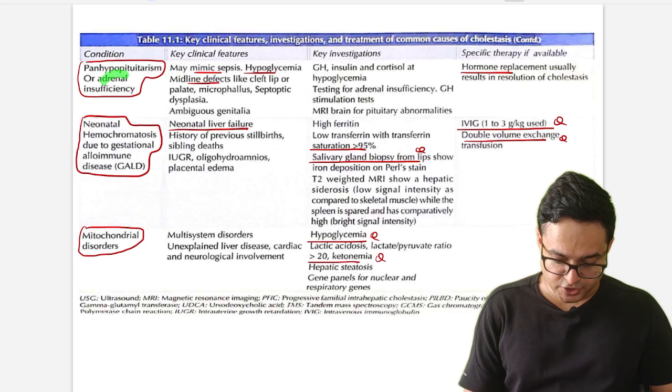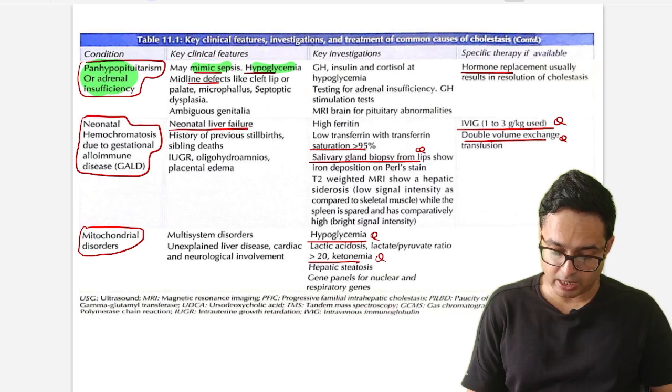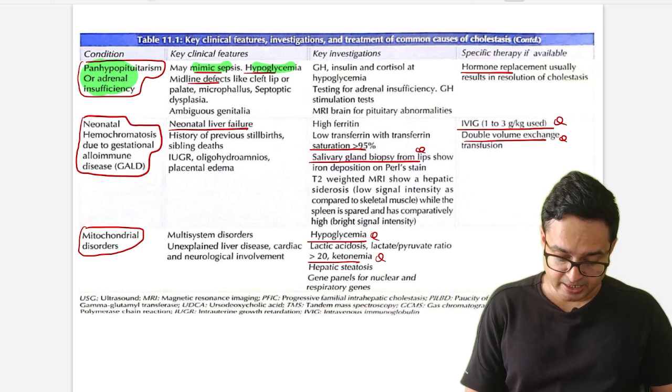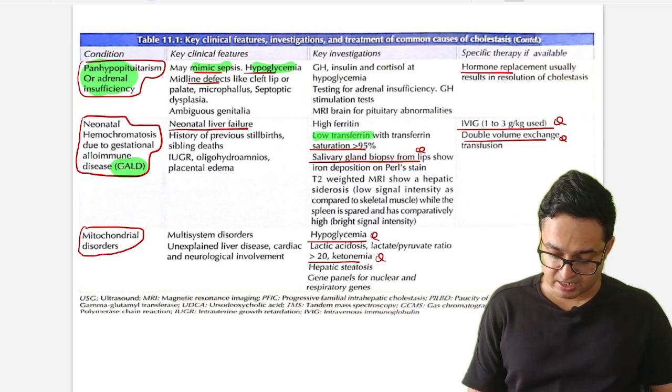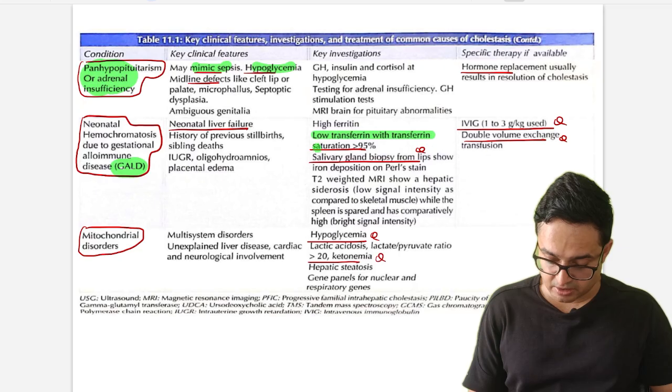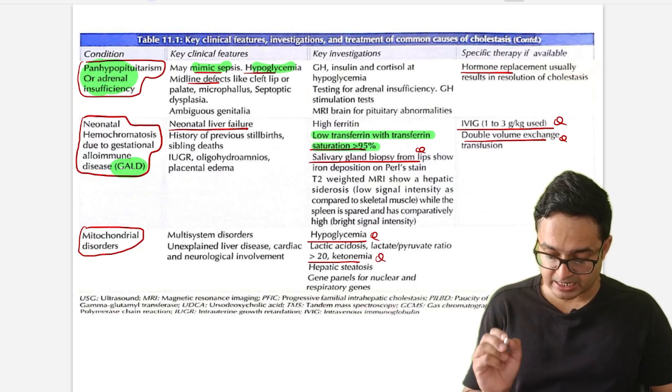Okay, panhypopituitarism and adrenal insufficiency: in this condition, it may mimic sepsis, hypoglycemia. Just see neonatal hemochromatosis due to GALD, very much important. In this condition, transferrin saturation is more than 95%. Salivary gland biopsy from lips shows iron deposition, Perls staining, very much important.